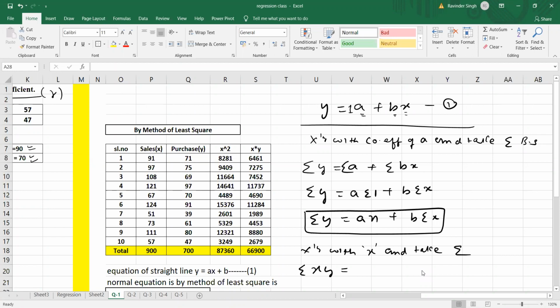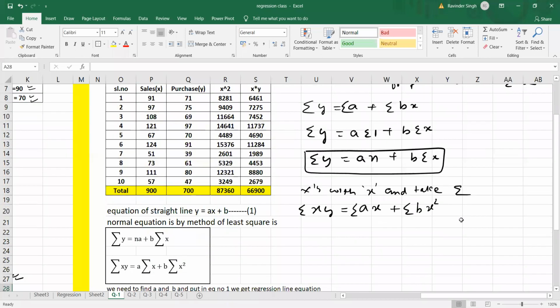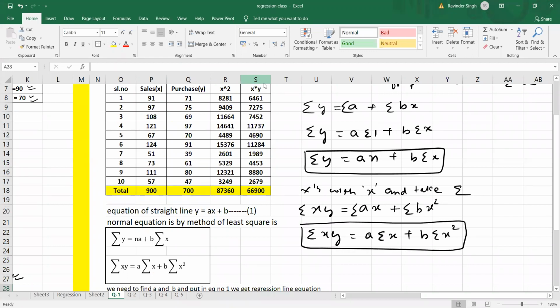So multiply with a, it becomes ax, and then take summation, plus you have bx, and one more x will multiply, so it becomes b of x square, and then take summation. The constant terms will come outside. So a is constant, remaining with summation of x, plus b times summation of x square. So these are the two normal equations.